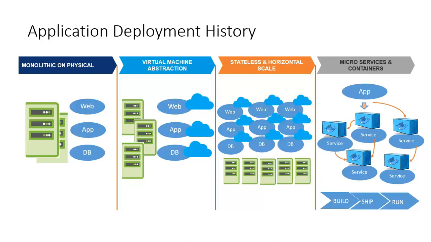Then came the era of virtualization, where hardware was virtualized, and these three layers, the web tier, application, and database, started running on separate virtual machines, all sharing the same hardware. Further on, there was internet scale application development, where the individual tiers or components started running on different containers.